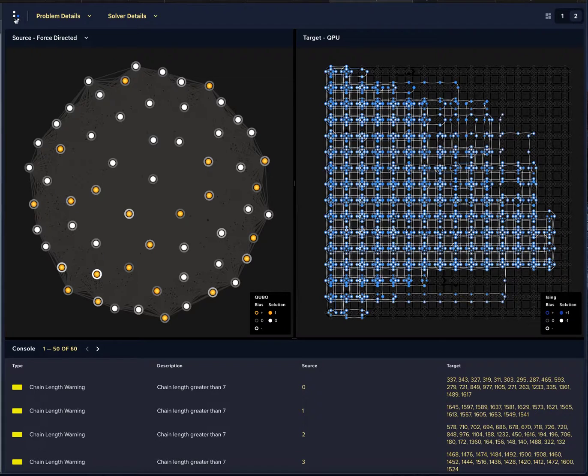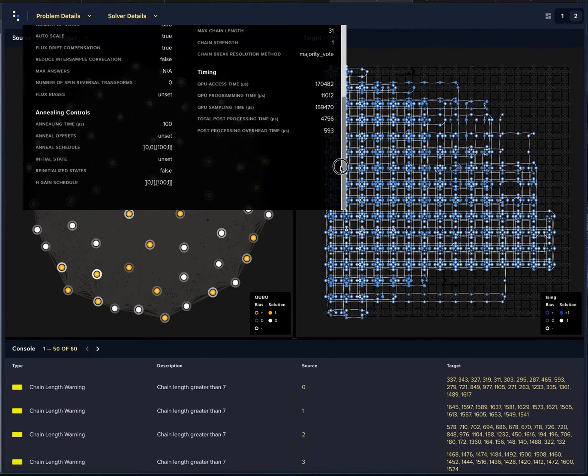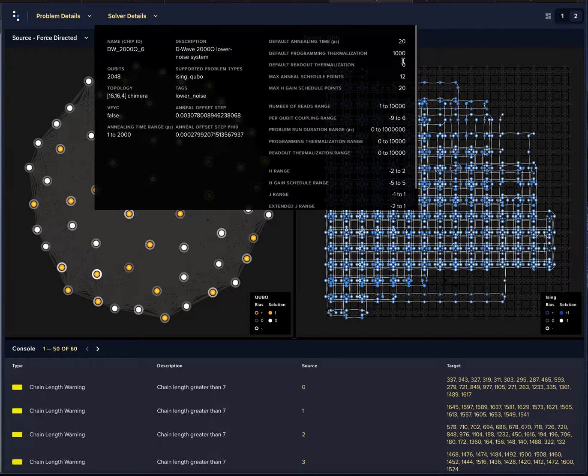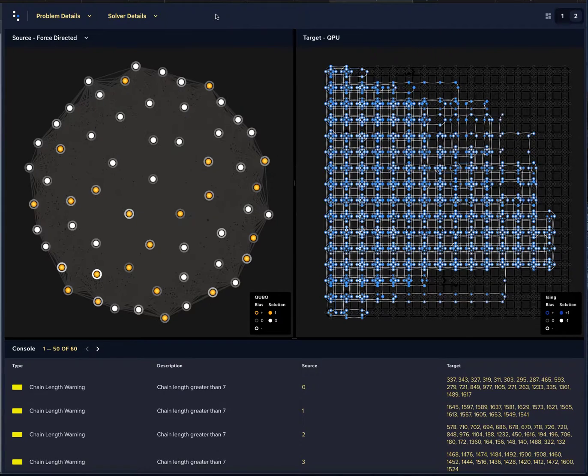The first is just how to drive. You can have details about the problem that you're solving, and I can talk through a number of these options. There's details about the solver that you're using. Again, I could talk about a number of those features and options. And then this is awesome. This is a visualization. This is the source.